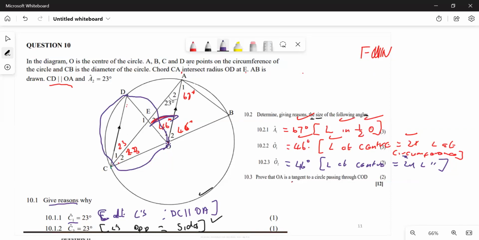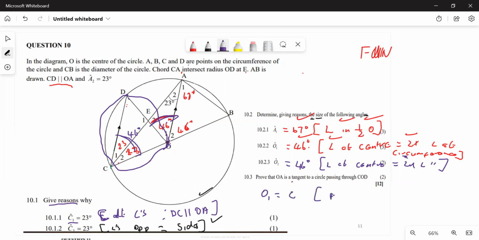So who's going to be subtended by DO here? Is this whole angle here? Yeah, this whole angle here. What is this whole angle here? 46. So you can see that this one is equal to this one. Okay? Therefore, they say we need to prove. So we'll tell them, okay, but now angle O1 is equal to angle C.